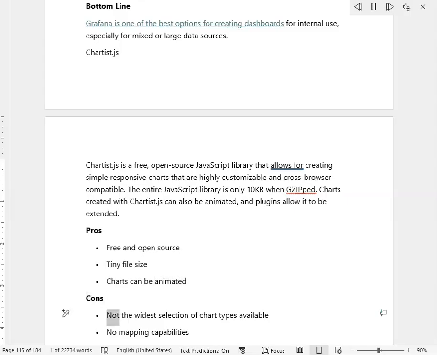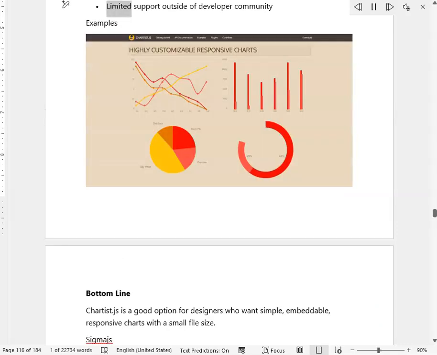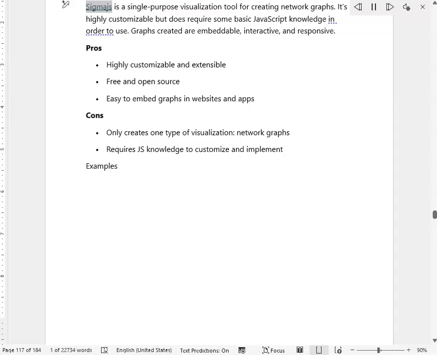Cons. Not the widest selection of chart types available. No mapping capabilities. Limited support outside of developer community. Examples. Bottom line. Chartist.js is a good option for designers who want simple, embeddable, responsive charts with a small file size.